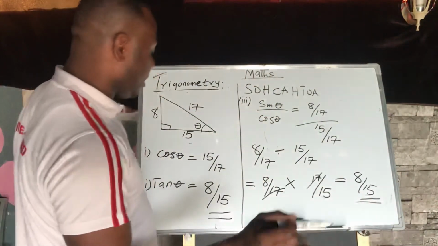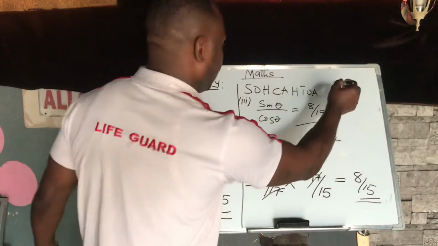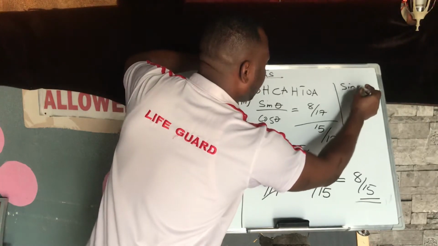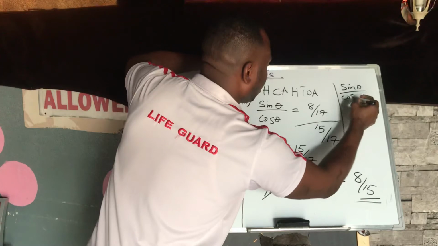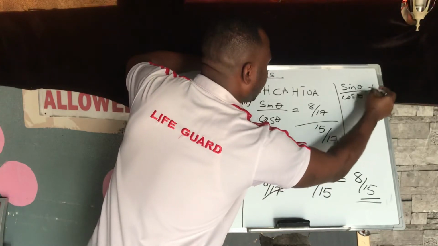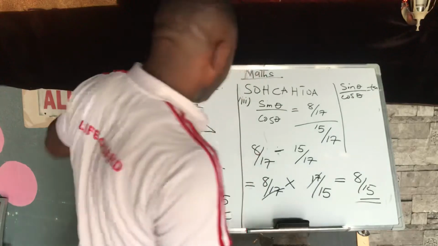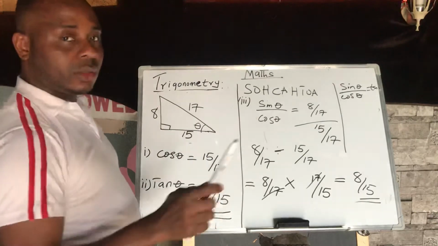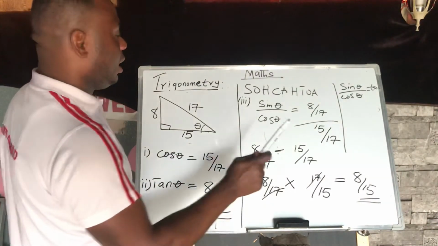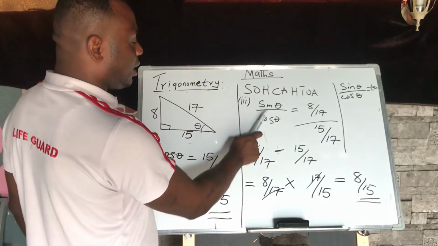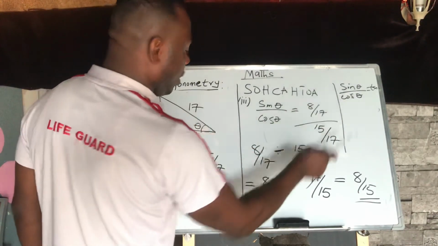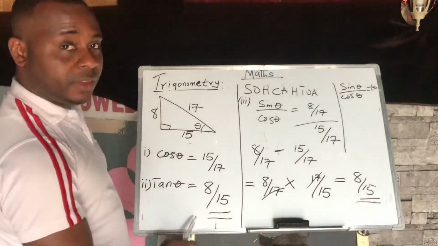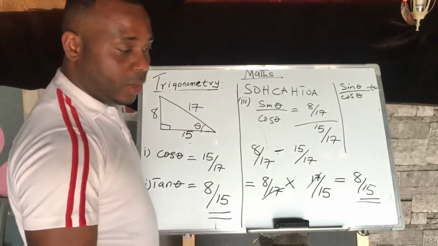Remember when we proved it, we said that sin theta over cos theta is equal to tan theta. Now, from what we get here, you can see that tan theta here is 8 over 15. So, to prove that what we said before is still right, when sin theta is divided by cos theta, you are going to get tan theta, which is 8 over 15. You can see it here, 8 over 15. And here, we still get 8 over 15. So, that is it. Now, we're going to answer the last question.